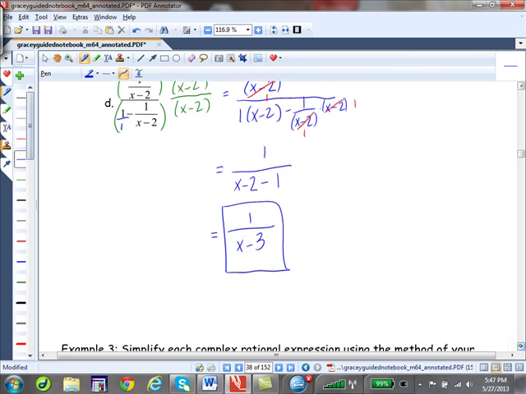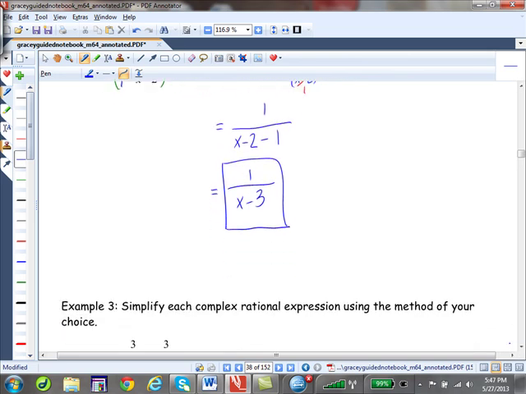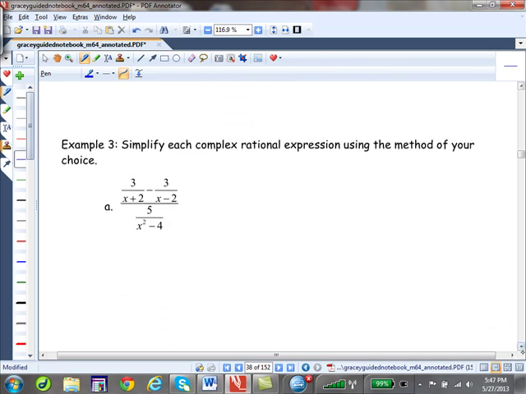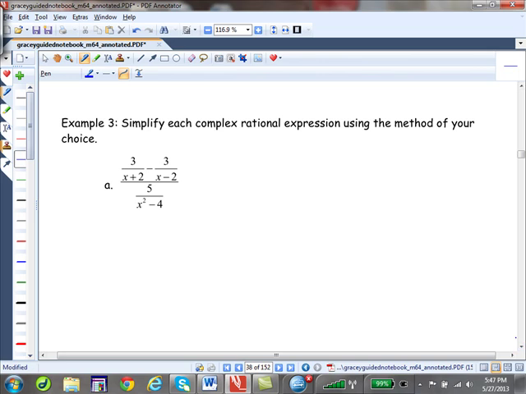Okay. So now in the next example, you get to pick. So just by my experience with these problems, most students prefer the first method. So I'll go ahead and do the first method for you on these.